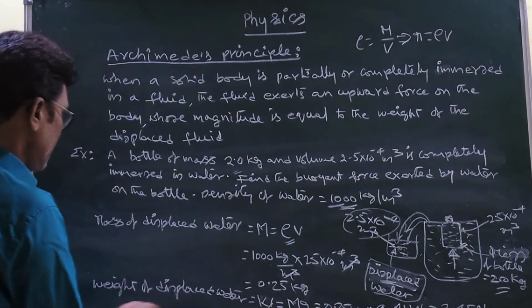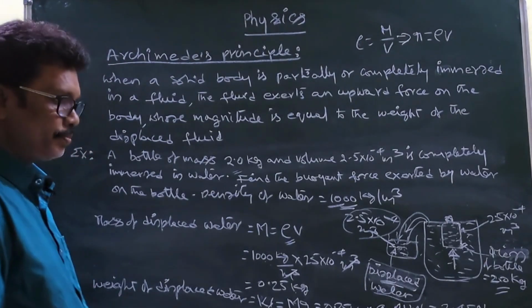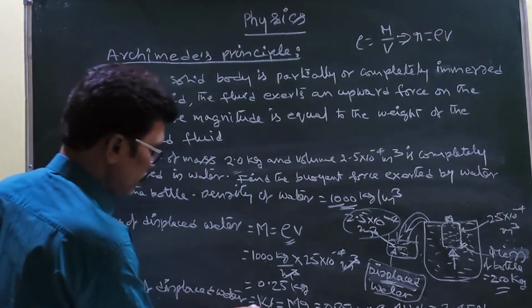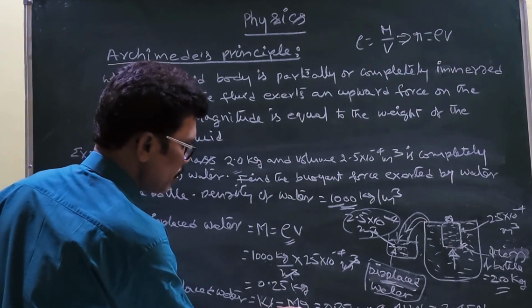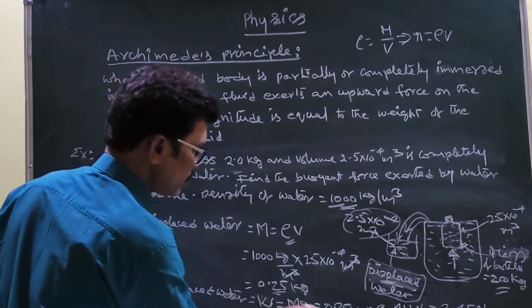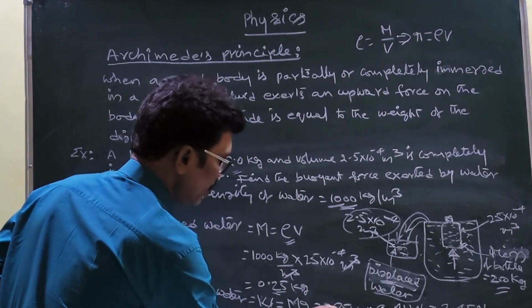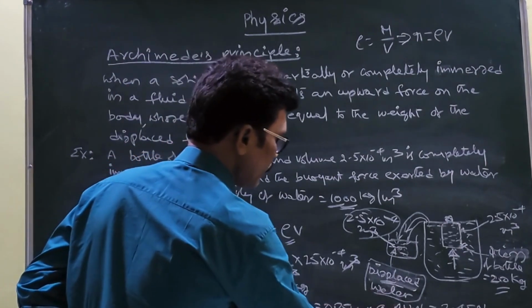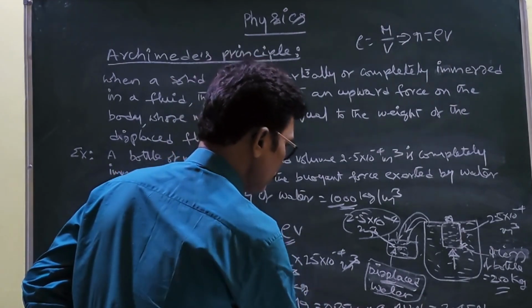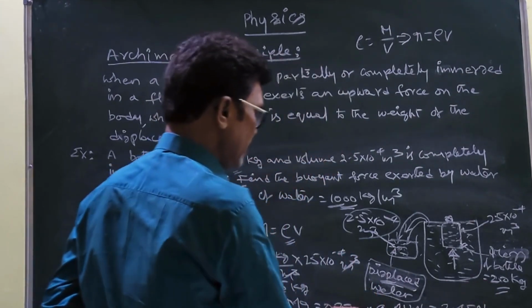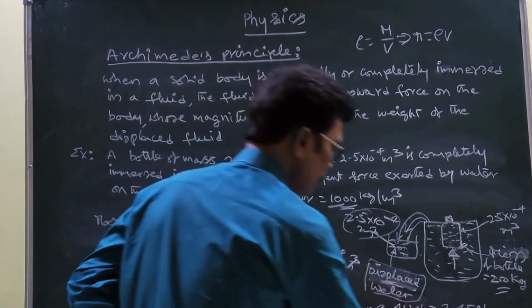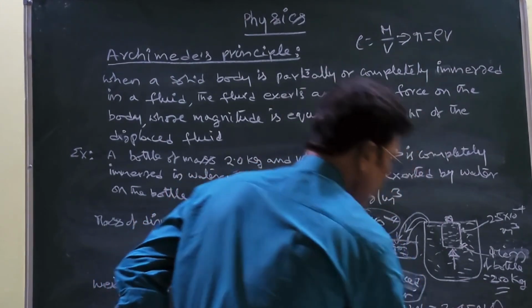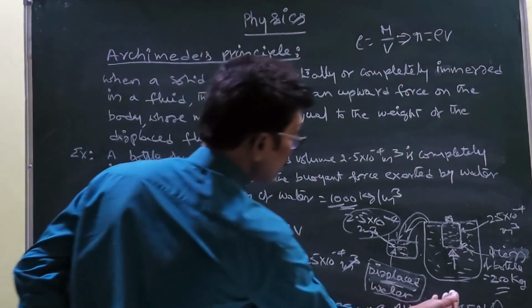Now we can find the weight W of the displaced water, which equals mass times acceleration due to gravity. The mass we already calculated is 0.25 kg, times acceleration due to gravity, 9.81 meter per second square. If you simplify, it is 2.45 newtons. We know that kg meter per second square is equal to 1 newton. So this much force, 2.45 newtons, is exerted in this direction.